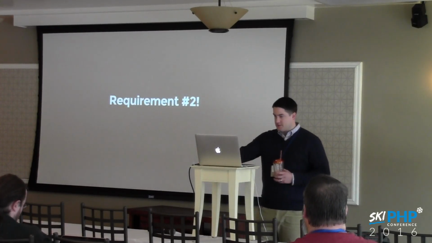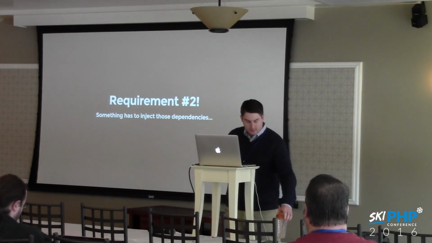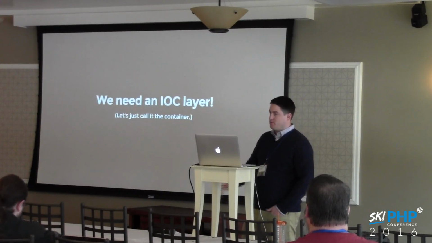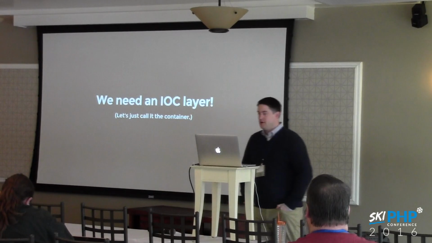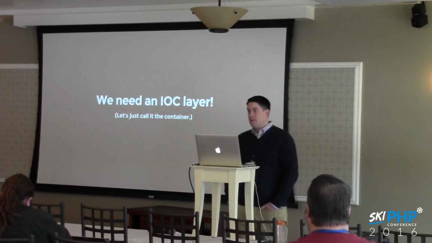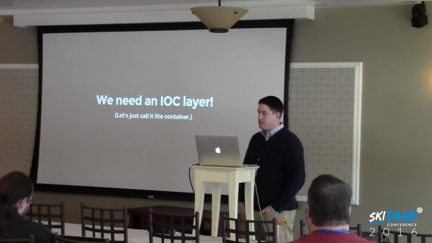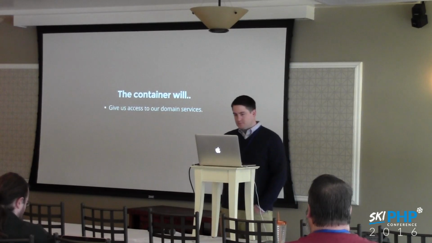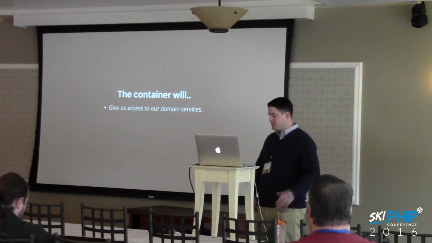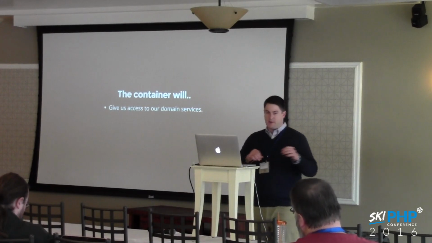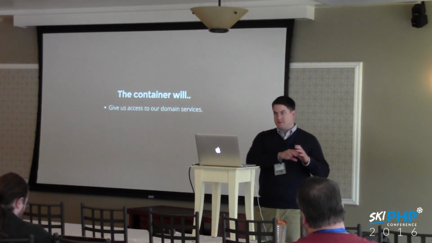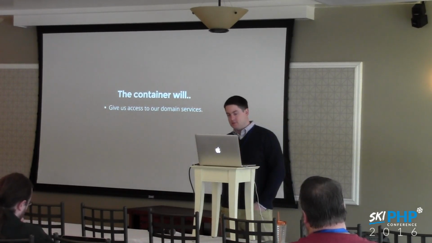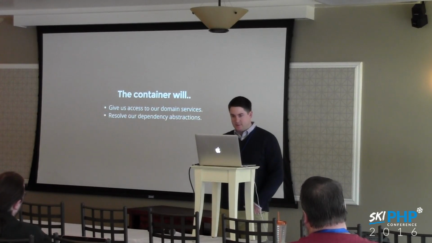But between these two things, we've stumbled on requirement number 2 for our API. Something has to inject all those dependencies, so we need an inversion of control layer. From here forth, we'll just call it the container, but this is typically the layer of software that's going to handle our dependency injection. This container gives us access to our domain services. So remember, our API is a web accessible layer over the rest of our software in our domain. We're going to use it to access code independent of the actual API itself.